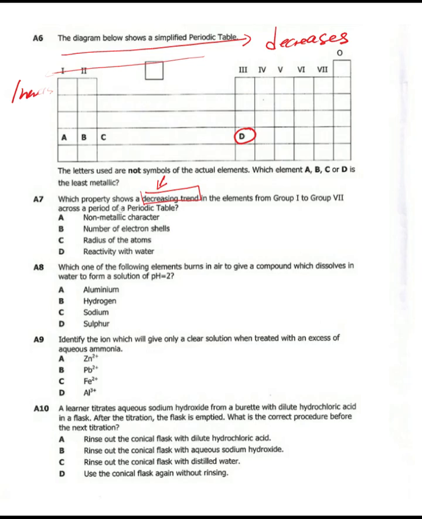Non-metallic character. No. Non-metallic character does not decrease as you move from group 1 to 7. It actually increases. The one that decreases is metallic character. Metallic is the one I was showing by these arrows, but non-metallic is the opposite. As you go from left to right, it increases for non-metallic. So this one is out. The number of electron shells. Well, the number of electron shells increases as you go this side, because the proton number keeps on increasing. So this one is also out.